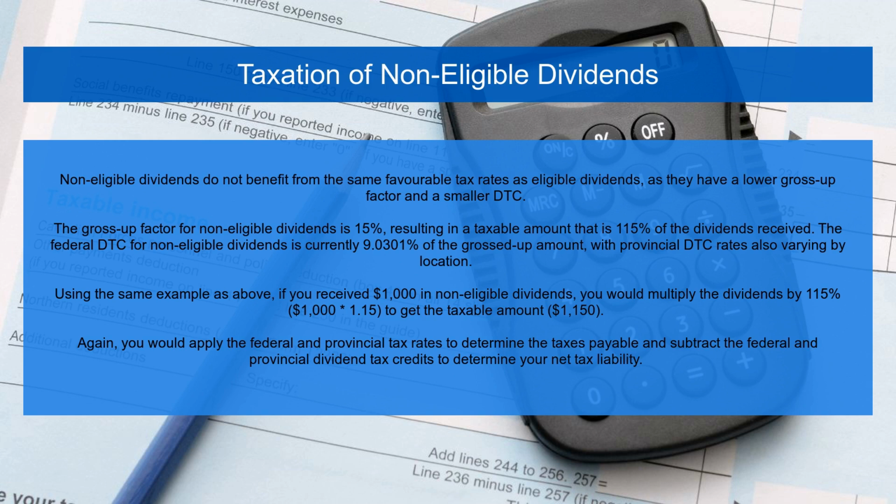Using the same example as above, if you received $1,000 in non-eligible dividends, you would multiply the dividends by 115%, $1,000 * 1.15, to get the taxable amount, $1,150. Again, you would apply the federal and provincial tax rates to determine the taxes payable and subtract the federal and provincial dividend tax credits to determine your net tax liability.